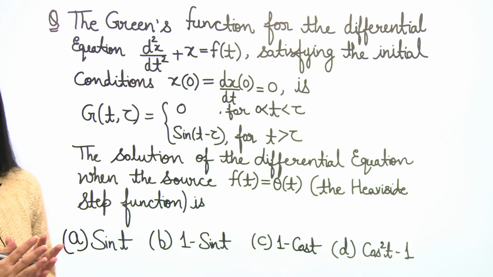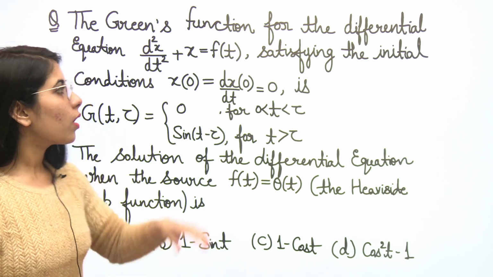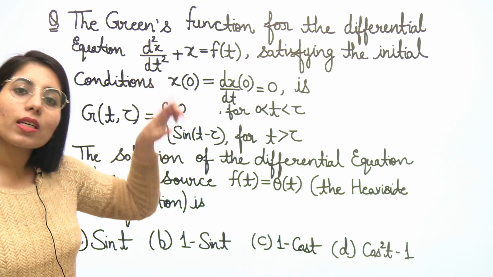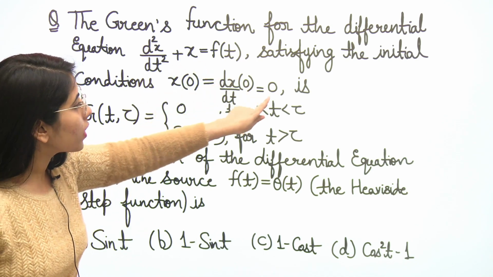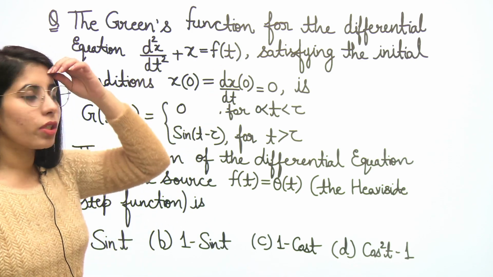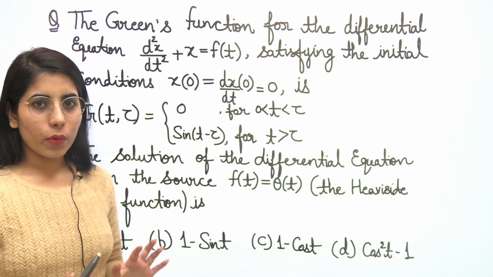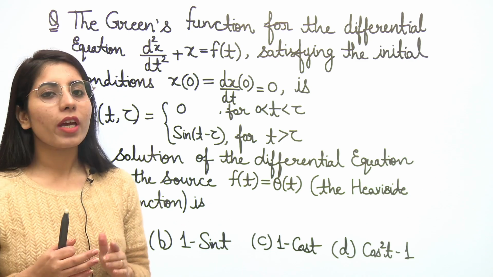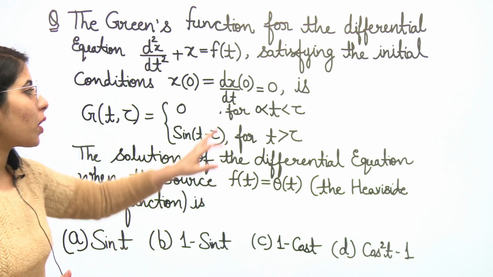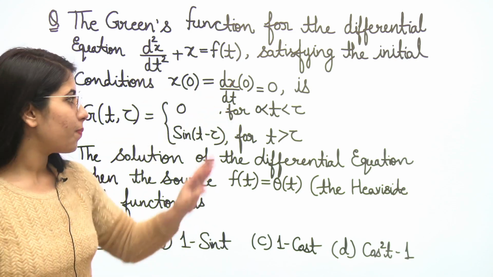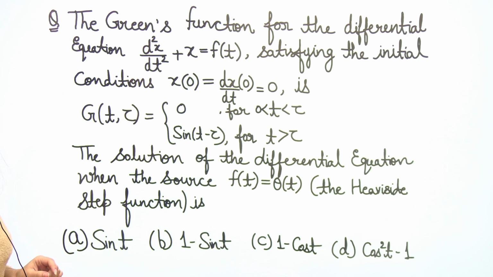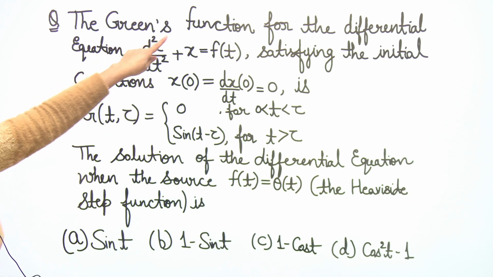Now let's talk about the further points mentioned in the question. Satisfying the initial conditions x at t = 0 equal to 0, as well as dx/dt at t = 0 equal to 0. The boundary conditions play a very important role in Green's function based questions, so we have them given here as well. G(t, tau), a function of t and tau, is the Green's function.